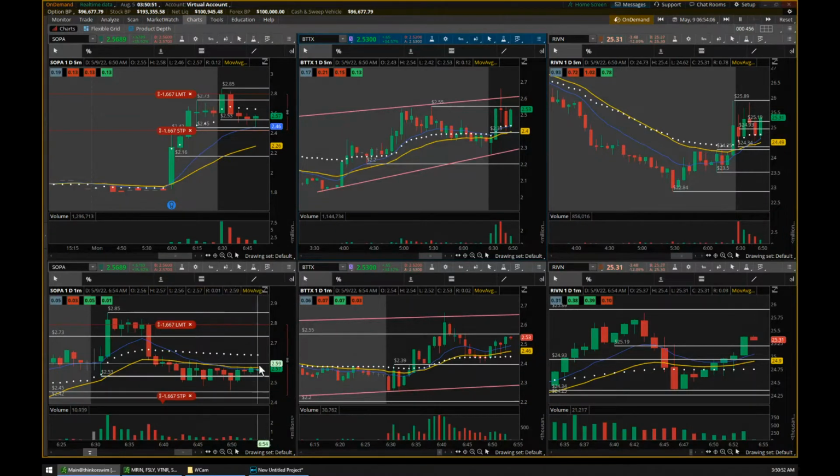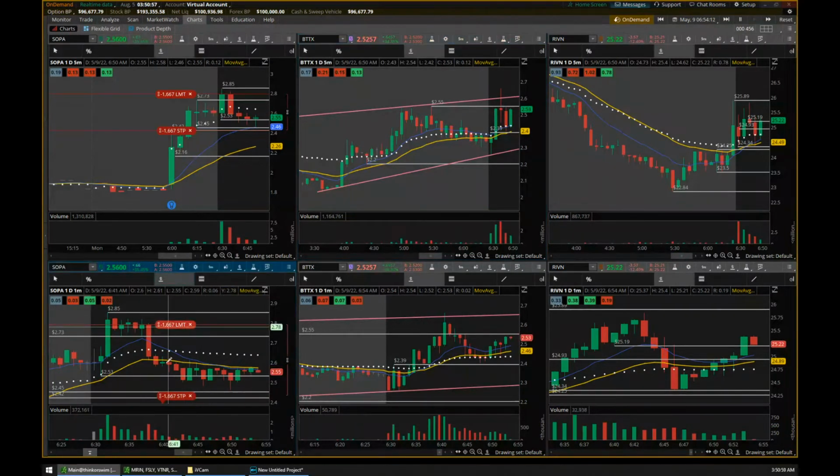Hoping for continuation. I want to see a move back up above the VWAP. See, I'll mark out a few resistance levels. It's kind of hard to determine. So we got one here. Definitely one here. Keep that one intact. We got a little something up here too. I don't know.